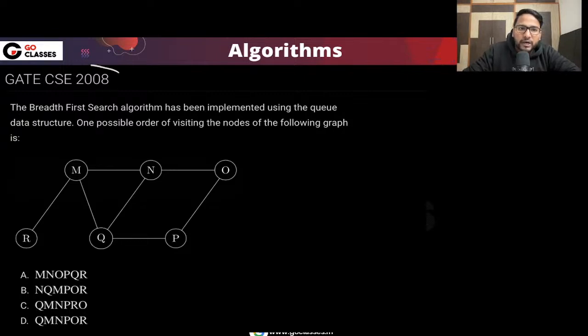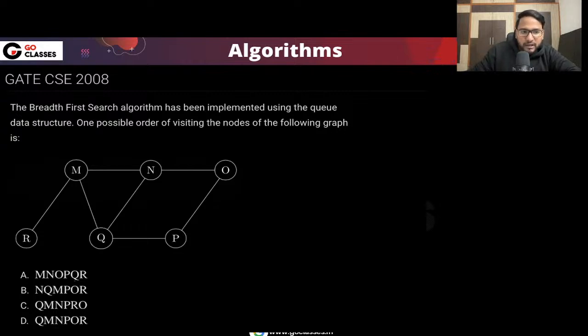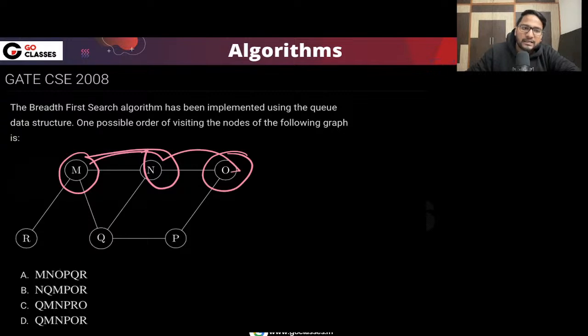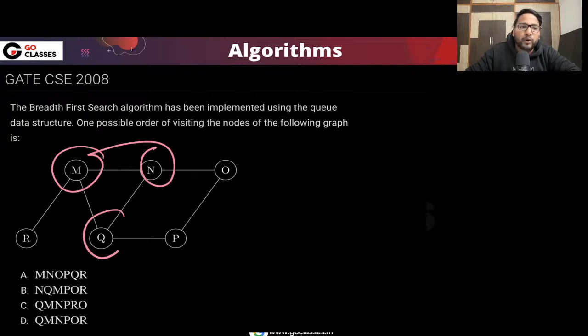Now let's see this GATE 2008 question, which is a very easy question. What they are saying is that BFS has been implemented using the queue data structure. One possible order of visiting the following graph is. So is this the correct order, which means that BFS can go to the M and then N and then O? Is this possible? M and O? No, right? Because M, N, and then it should be Q and R, right? So this is not possible.